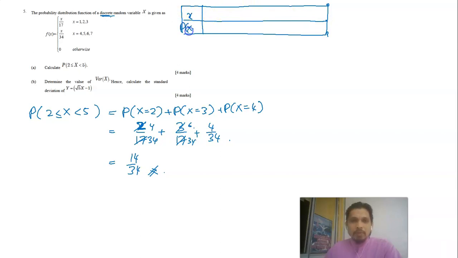X and the probability of x equal to x. 1, 2, 3, 4, 5, 6, and 7. Okay, so x equal to 1 over 17, 2 over 17, 3 over 17, 4 over 34, 5 over 34, 6 over 34, and 7 over 34.